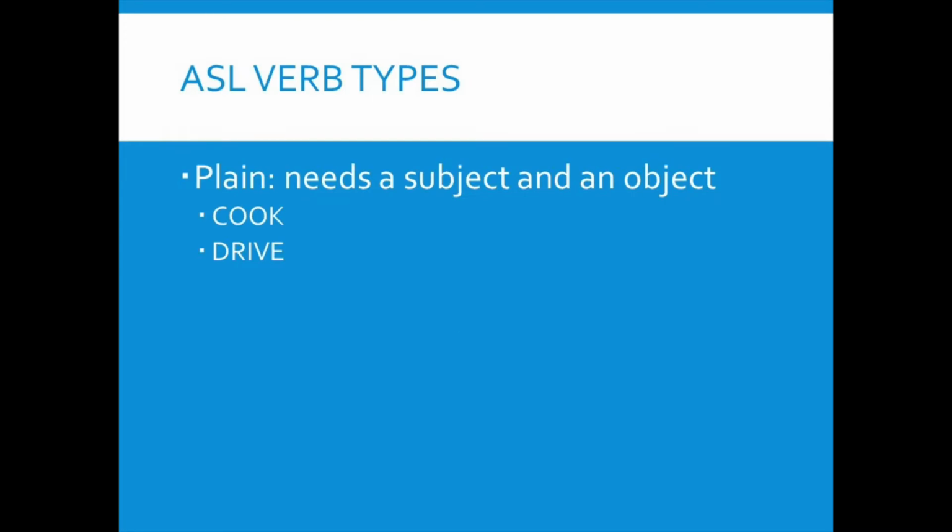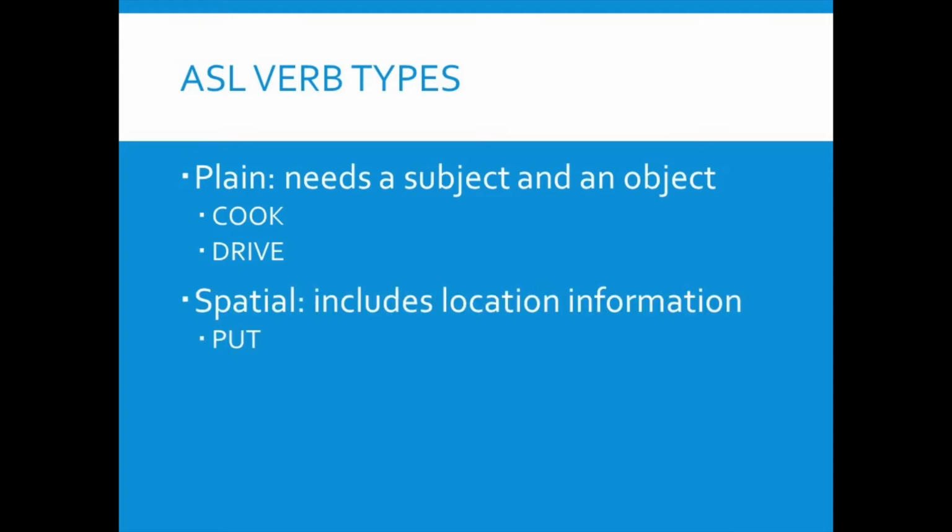First, in ASL, we have plain verbs, and those are verbs that need a subject and an object. Like I can't just use the word cook. I have to have someone doing the cooking, and then they have to have some food to cook. Like Sarah cooked burgers or Sally drove my car, right? So it needs a subject and an object. Those are plain verbs. There are other kinds of verbs in ASL that work differently.